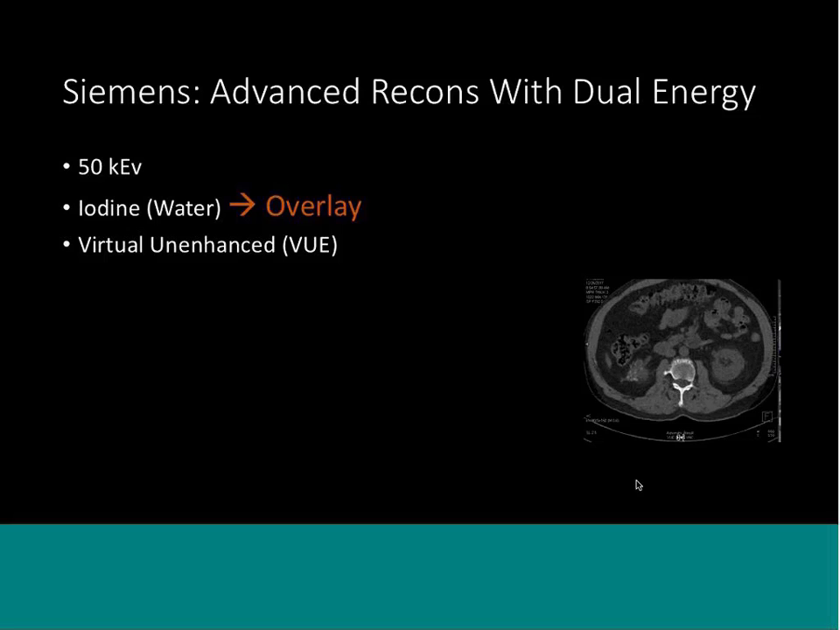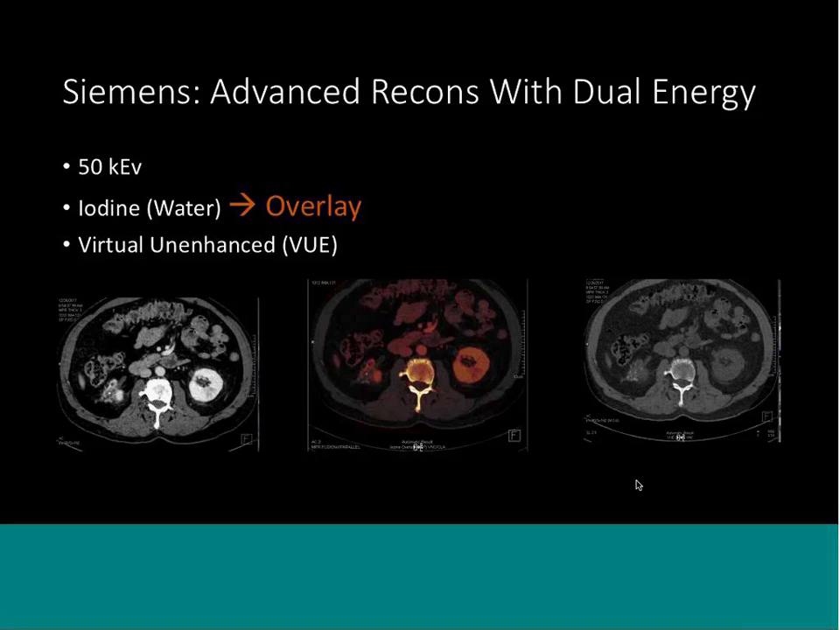This is the Siemens Advanced Recons that we're doing with dual energy. We have a 50 keV, which is the one on the left, super bright. We have that iodine overlay. So you take all of the iodine, then you overlay that on the mixed image, and the red indicates that there's iodine. If it's yellow, that means there's lots of iodine, and if it's dark, it means there's less. And then a virtual unenhanced image as well.